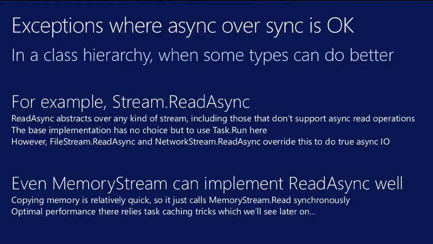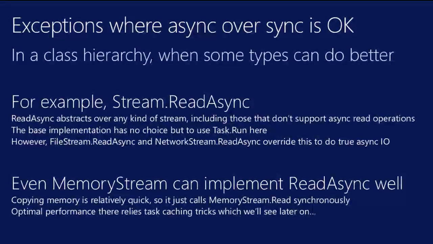right? And so in the framework, we have stream.ReadAsync. This was introduced in .NET 4.5. And stream.ReadAsync is an abstract method on that base stream type, and so other streams can override it. And in fact, they do. NetworkStream and FileStream override that, and they provide good implementations to go do asynchronous I/O.